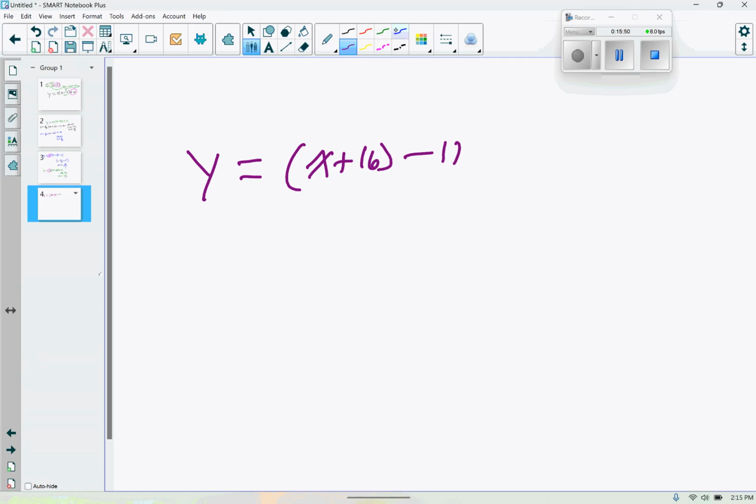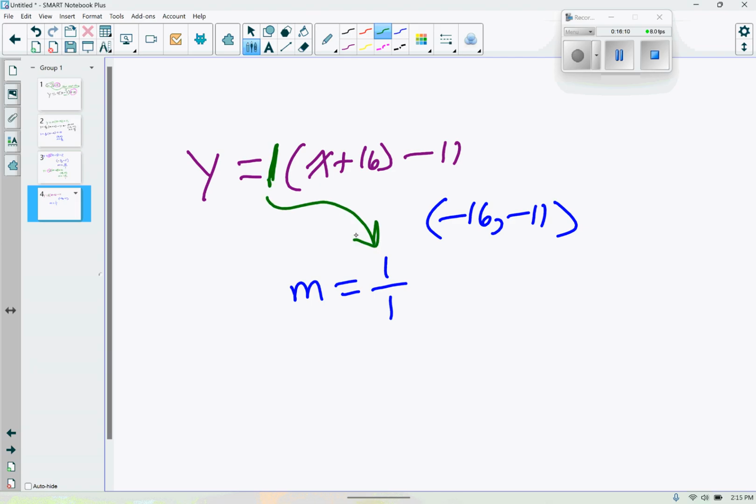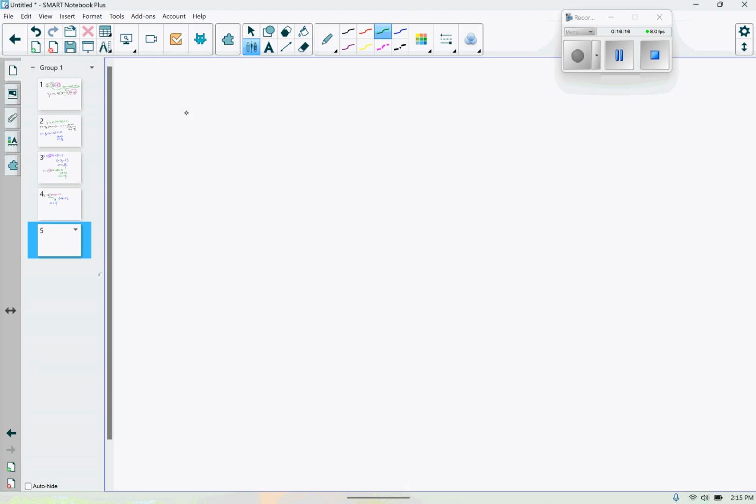What's my point? Negative 16, negative 11. What's my slope? Just 1, or 1 over 1. So what we have to realize is there is a 1 out in front, which brings that. So if you don't see anything out there, it's got to be a 1. Okay? So let's see if we can make this work a little bit more.